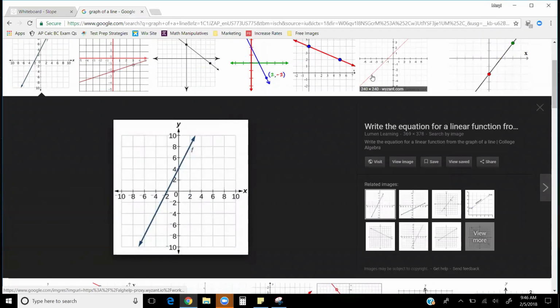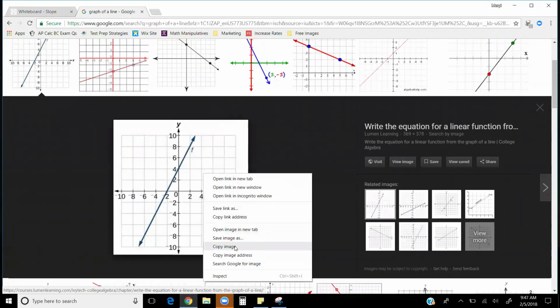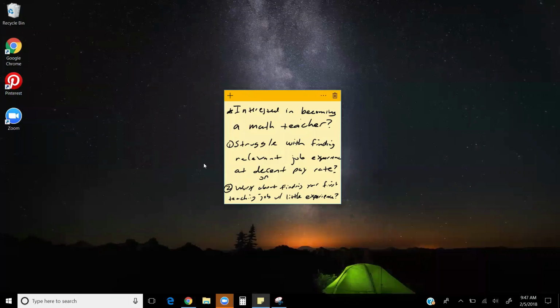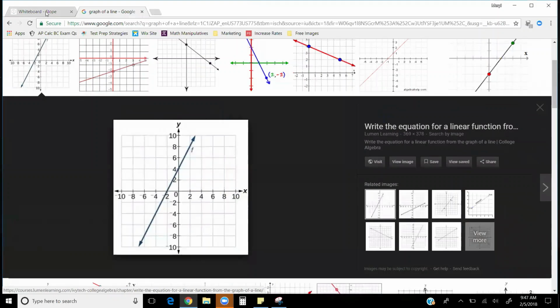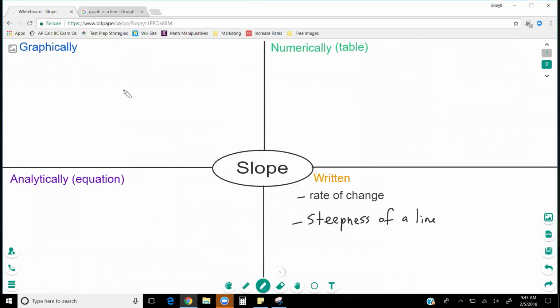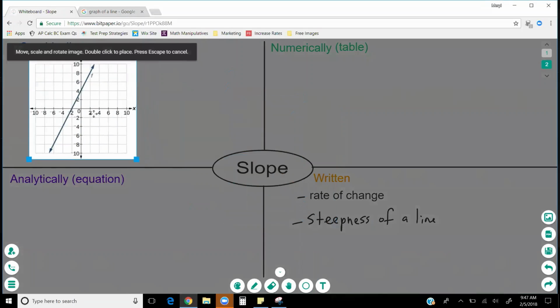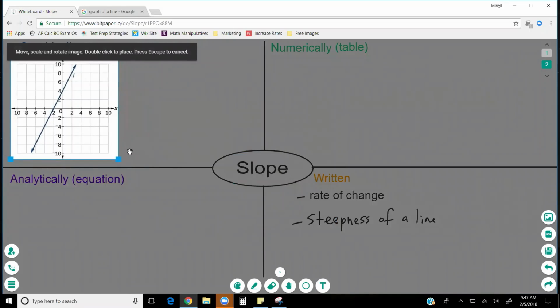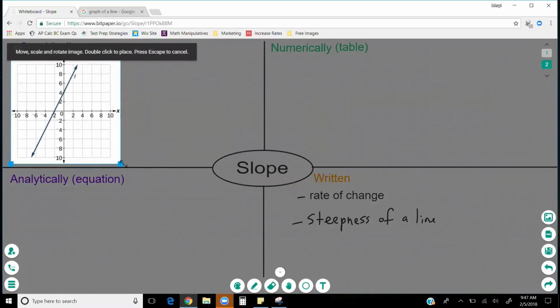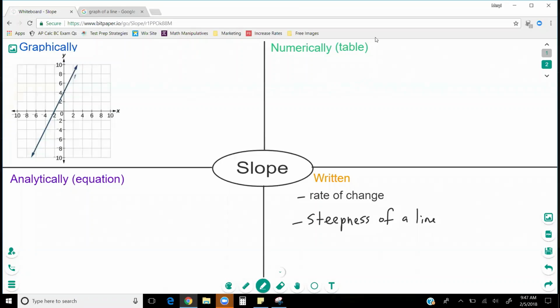I can choose any of these. I'll go with this one. I can copy this image and paste it directly in here. Instead of having to create my own drawing on the student's piece of paper and asking them to find slope from here, it's a great tool to use here. So graphically, I want to figure out how steep this line is.